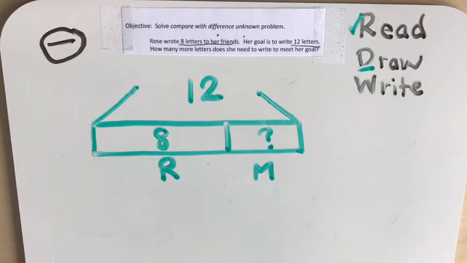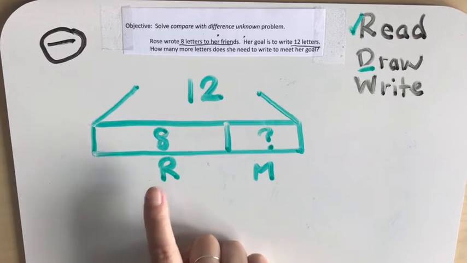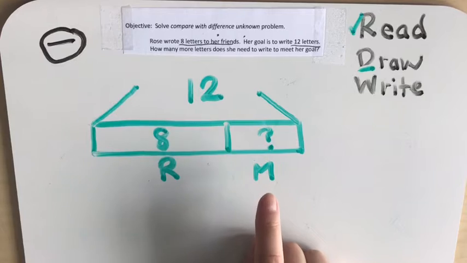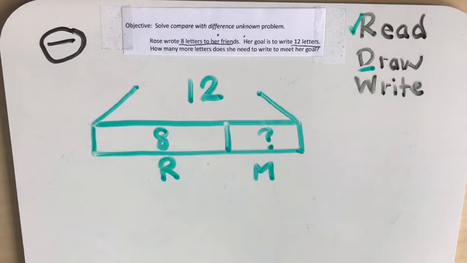Is that a part of how many she has written already? No, this is how many she has written already, and this is how many she needs to write to get to her goal. So that means that there's still more letters that Rose needs to write. We just don't know how many yet.